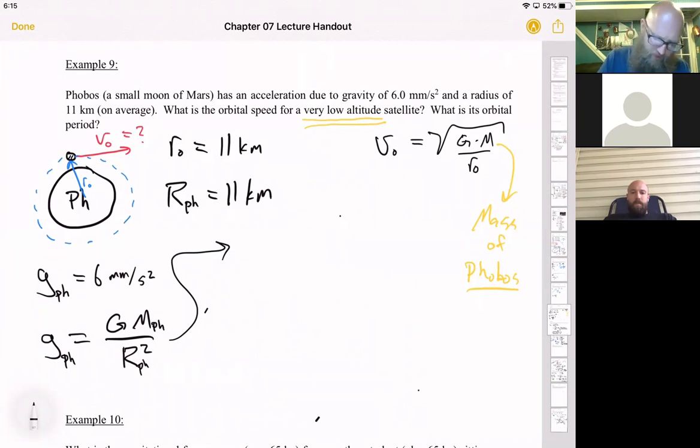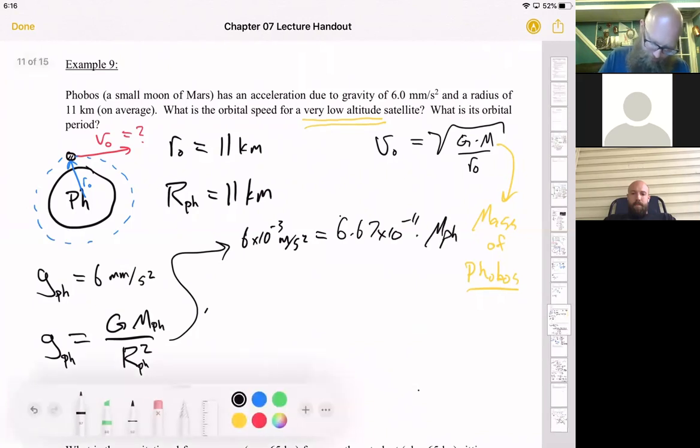Okay, so we can plug some numbers in. 6 millimeters per second squared. I need that to be an SI unit. So 6 times 10 to the minus 3 meters per second squared equals 6.67 times 10 to the minus 11 times this mass that we're looking for.